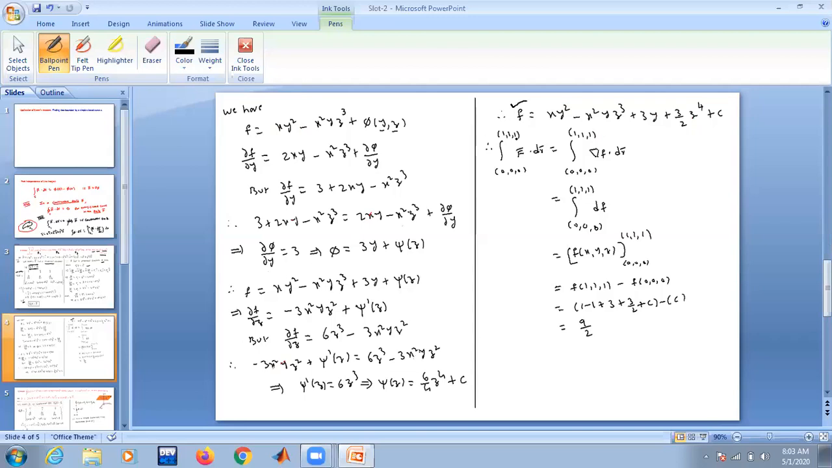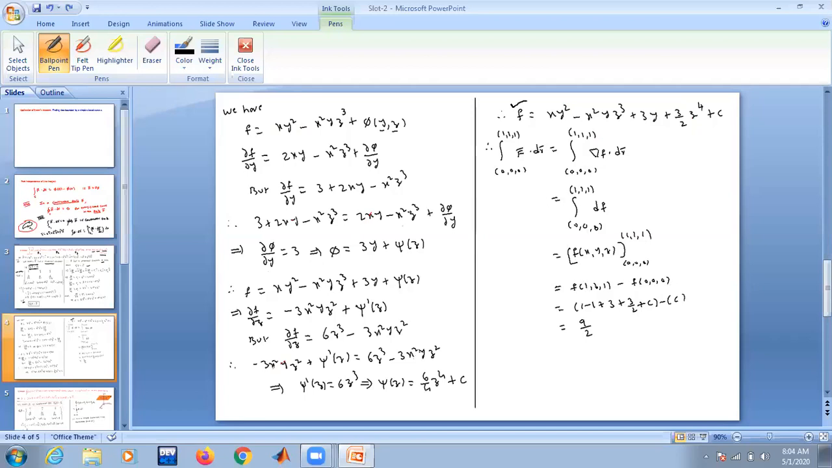Now once I have f, I want to find out the integral of f bar dot dr bar from (0,0,0) to (1,1,1). Now I replace f bar with del f, because f bar has a potential function f. Now what is del f dot dr bar? Del f dot dr bar is df. Integral of df is f from limits (0,0,0) to (1,1,1). So upper limit is (1,1,1), lower limit is (0,0,0), so f of (1,1,1) minus f of (0,0,0).